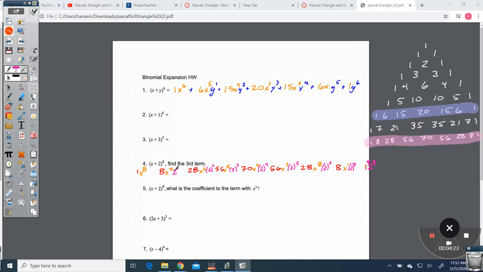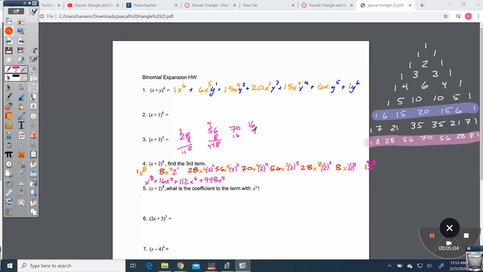So 2 to the 1 power is 2 times 8 is 16. So this is 16x to the 7th. 2 squared is 4 times 28, 112, plus 112x to the 6th. 56 times 8, 6 times 8 is 48, 8 times 5 is 40, so plus 448x to the 5th. 2 to the 4th is 16, so 70 times 16.